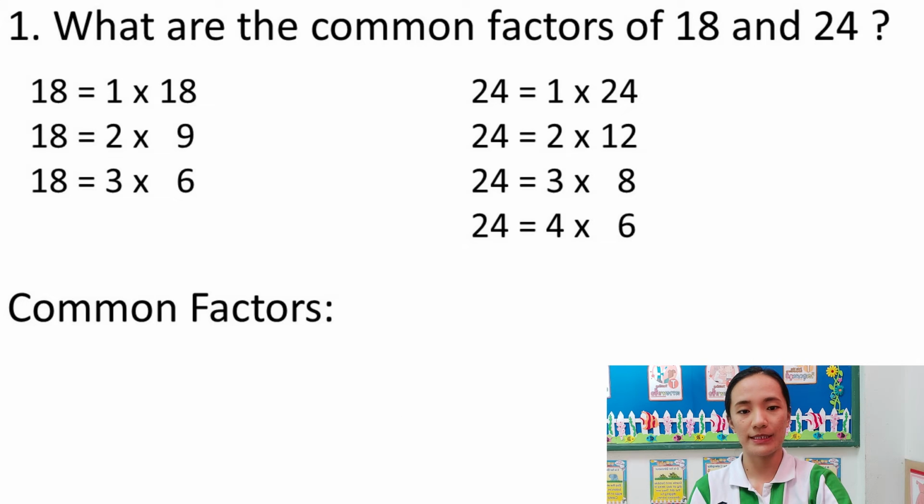Let's look at some examples here. Number 1, what are the common factors of 18 and 24? On the left side, we have the factors of 18, which are 1, 2, 3, 6, 9, and 18. On the right side, 24, which are 1, 2, 3, 4, 6, 8, 12, and 24. Now, let's find the common factors of these two numbers.